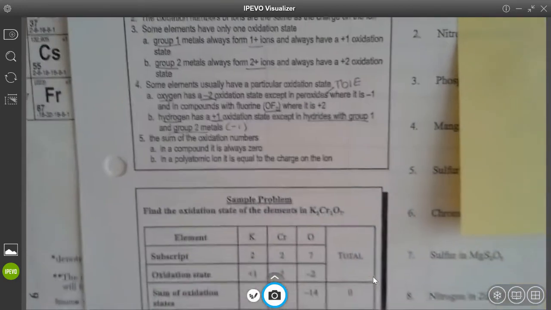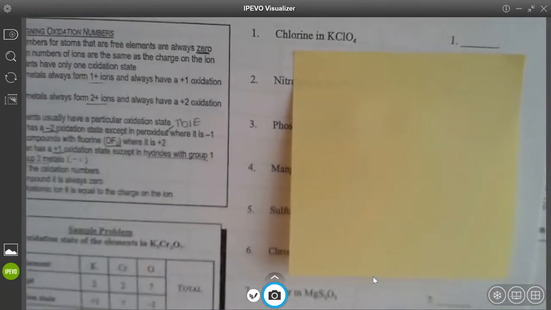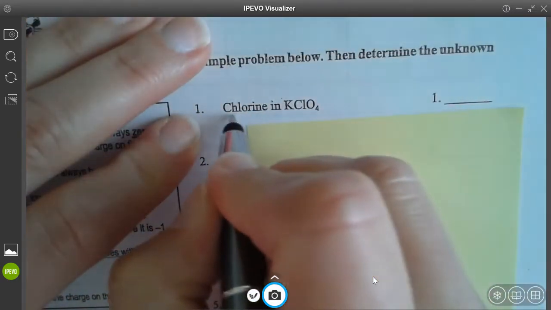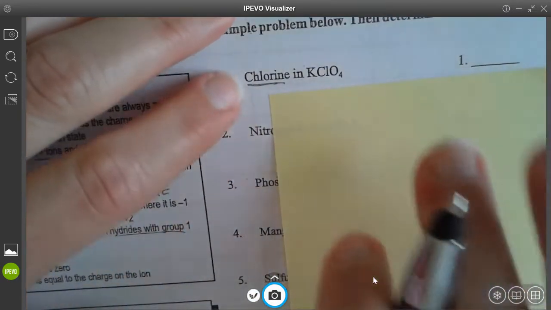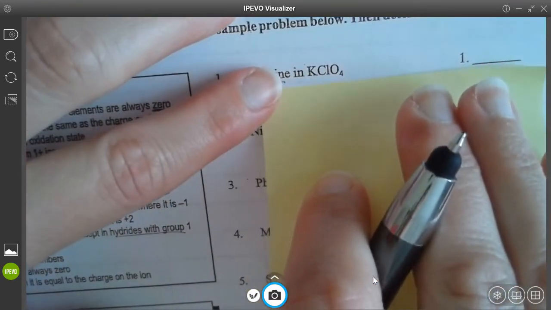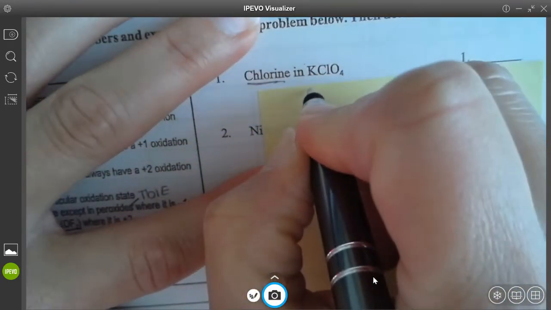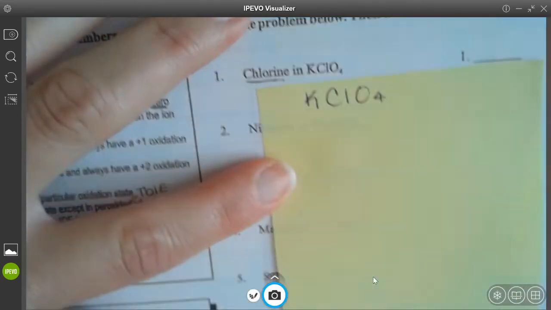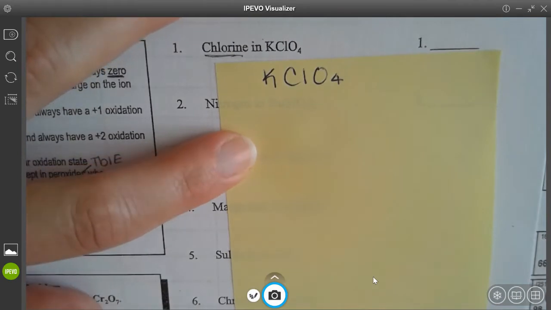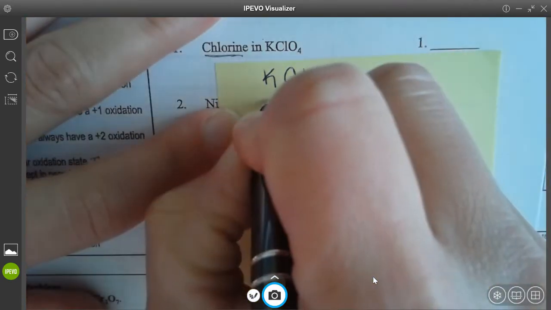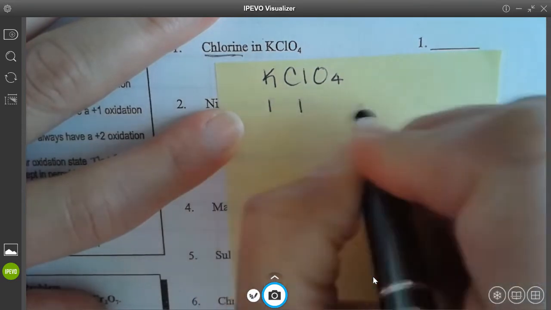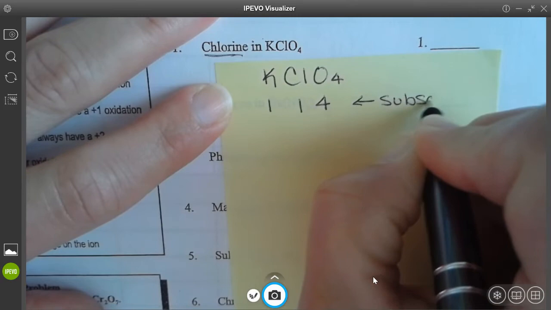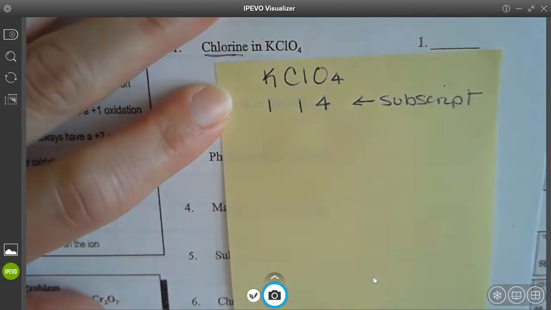So a couple things you have to be able to do. One, let me get this straightened out so you can see it better. It says we're going to find chlorine. So I know you don't have a ton of space here. First thing we're going to do is write down our subscripts. I'm just going to write this again. If you want a second sheet of paper, now might be a good time to pause and get a second sheet of paper. Okay, I've got 1 potassium, 1 chlorine, 4 oxygens. Those are my subscripts.